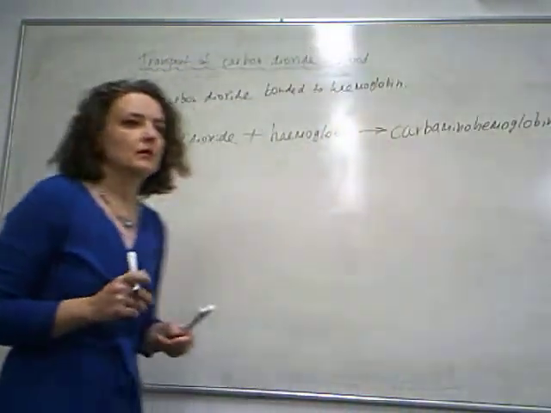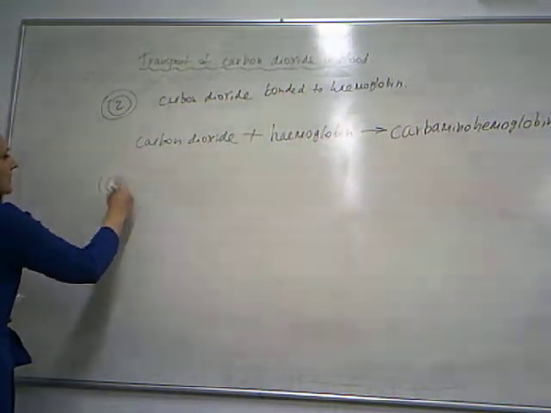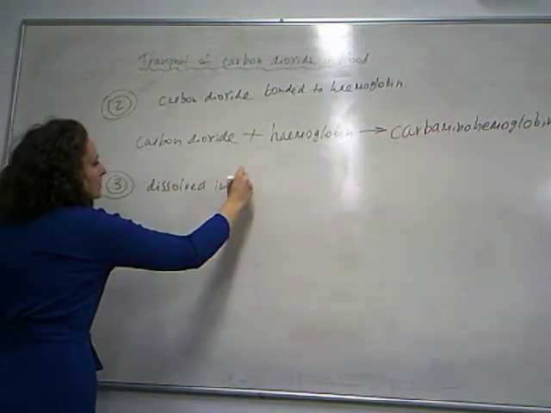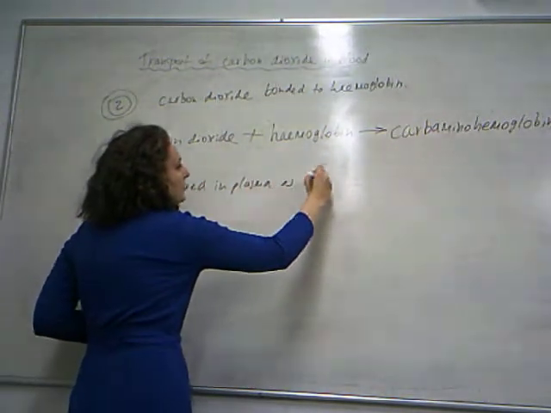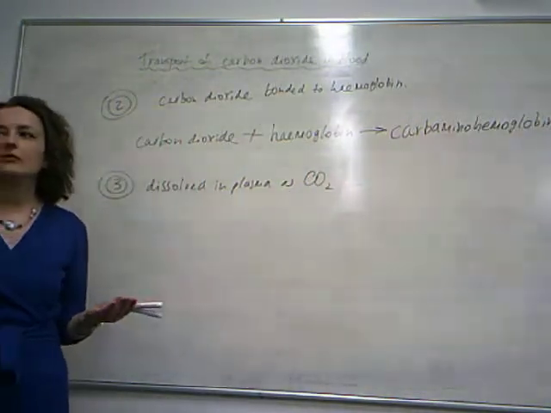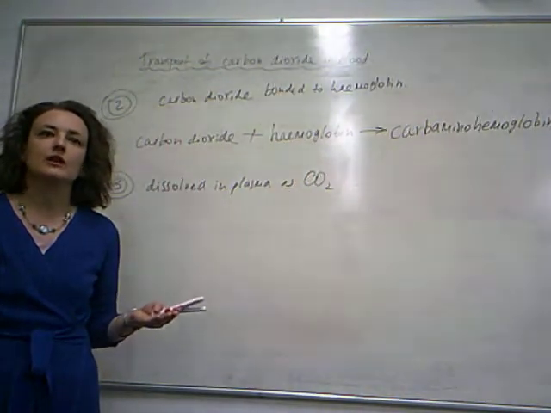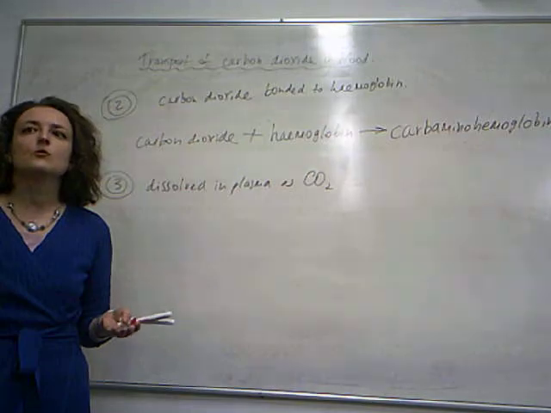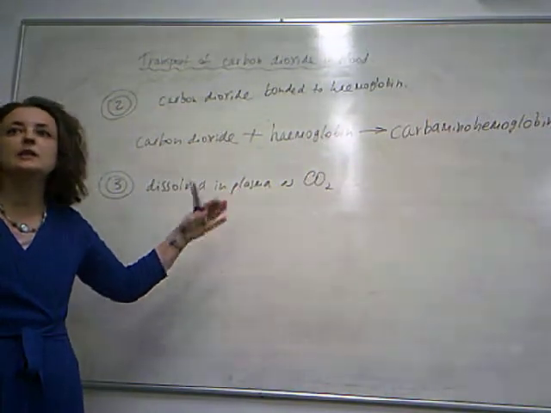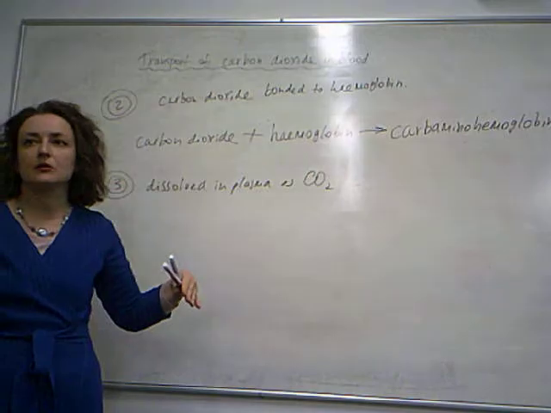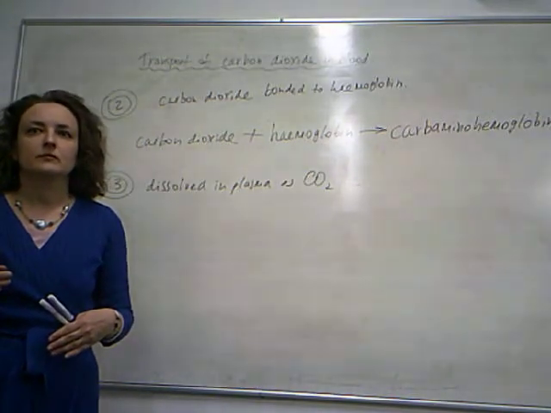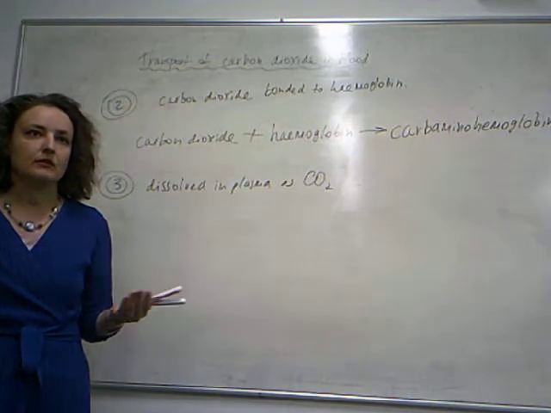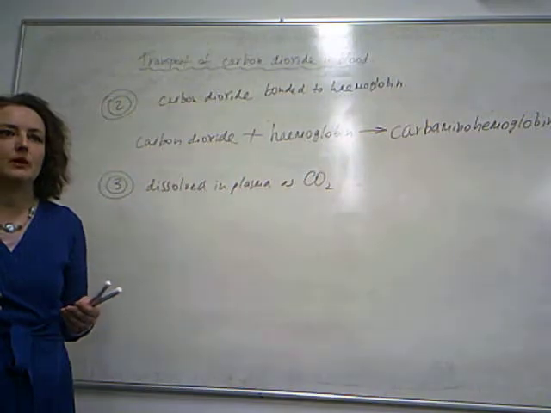Is that alright? Okay, and as you remember, the third method, the final one, is just being dissolved in plasma as CO2. So with that last method, carbon dioxide doesn't change into anything, it's just traveling as CO2, but in a very small percentage. So this is the least likely method of carbon dioxide traveling. Here you don't need to write any equations, you just write a sentence that it's traveling, being dissolved in plasma, and that's about it.